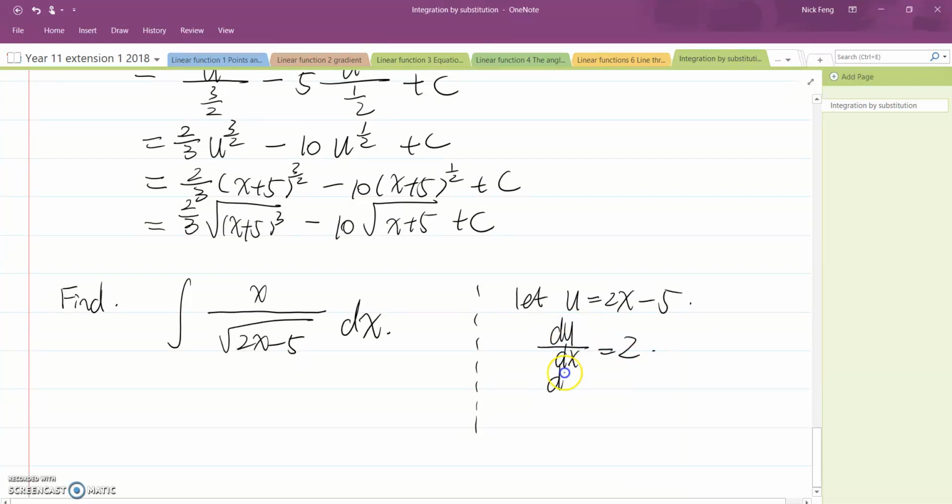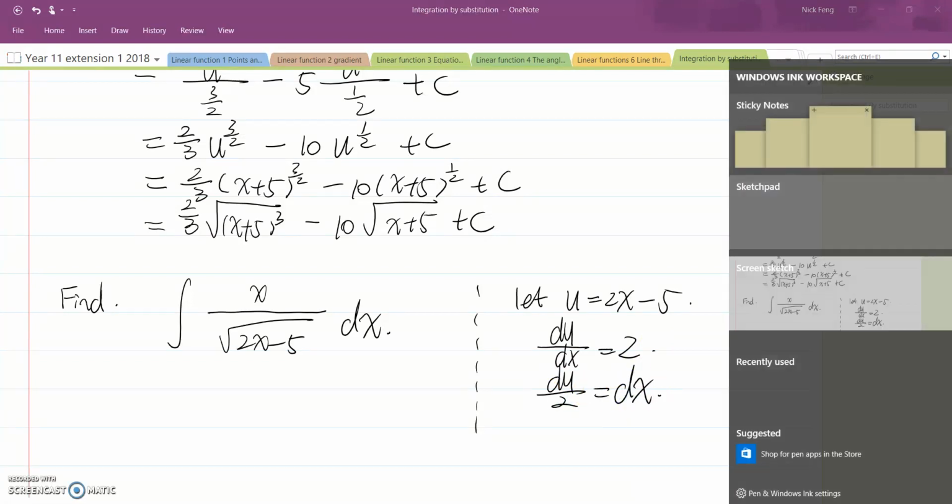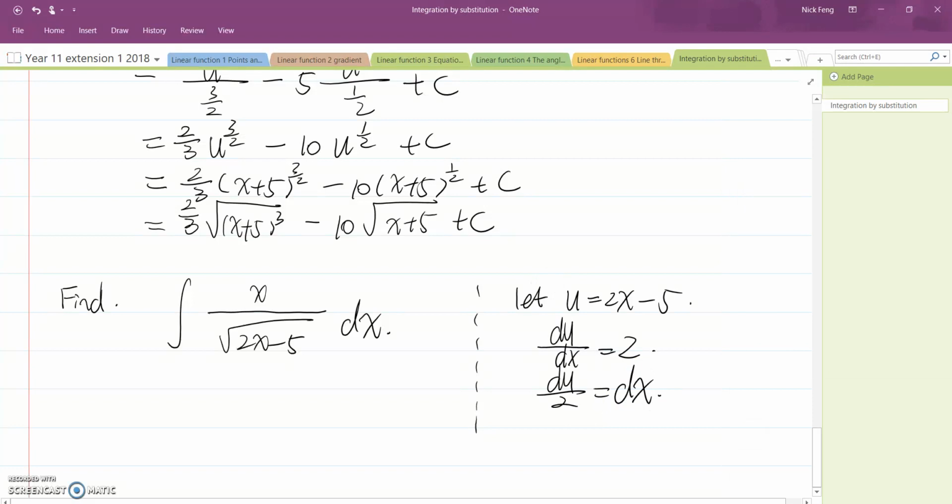And du on 2 equals dx. Why? Because we only can replace the dx in here. And then because u equals 2x minus 5, you need to also substitute for this x. That is 2x equals u plus 5, x equals half u plus 5. Just a constant, so therefore we'll take it out in a minute.